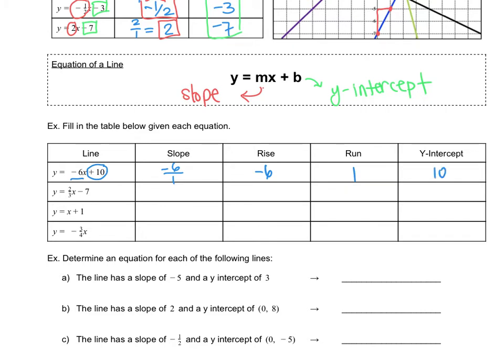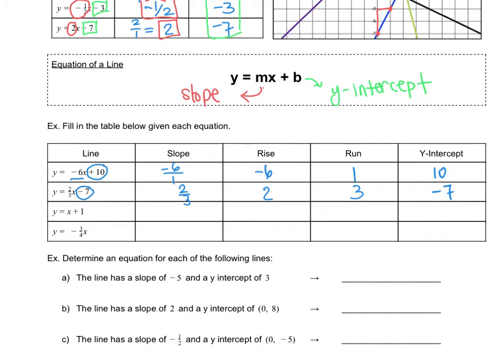Let's try again. y equals 2 over 3x minus 7. In front of the x, I see 2 over 3. This tells me the rise is 2, the run is 3, and then the y-intercept is the constant at the end, which is not 7, but negative 7. The sign goes with it.